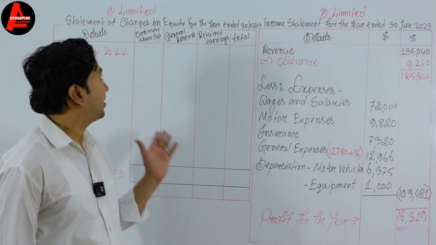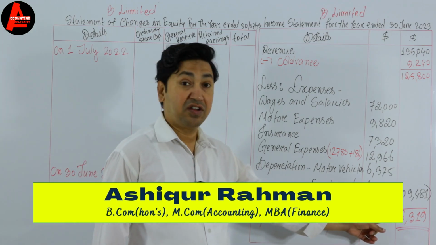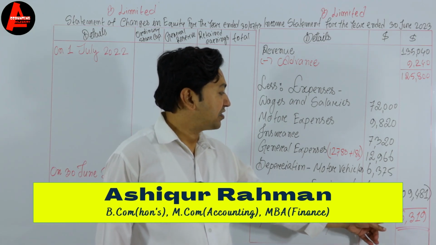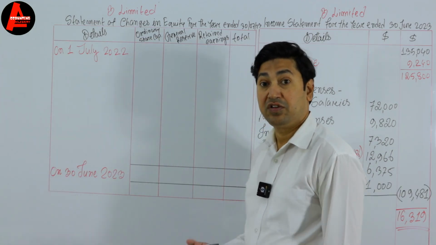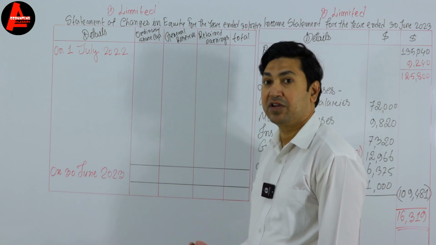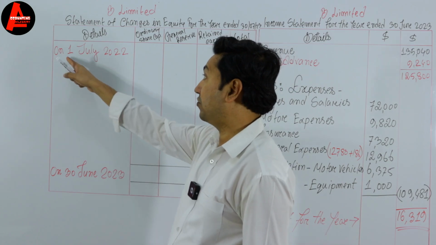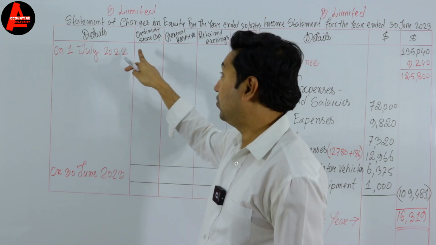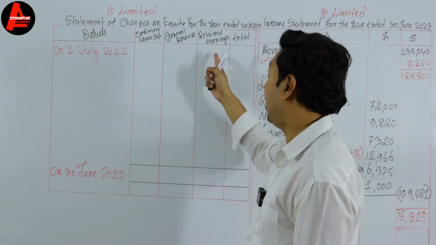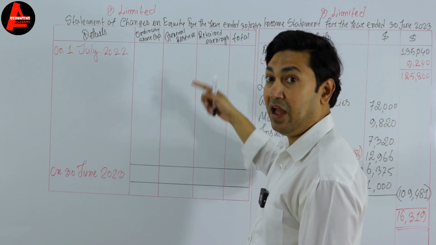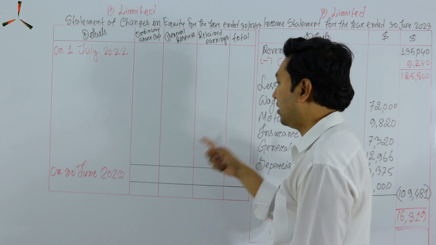In the statement of changes in equity we have to take the profit or loss for the year. This amount will be included in this statement, so I will show you where to include it. This is the format given in the question. On 1st July 2022 we have to write the balance of ordinary share capital, general reserve and retained earnings. At the end of the tutorial I'll show you how to write the totals.